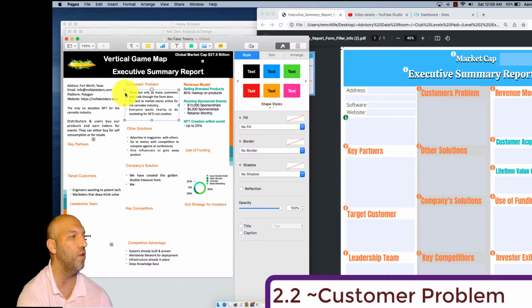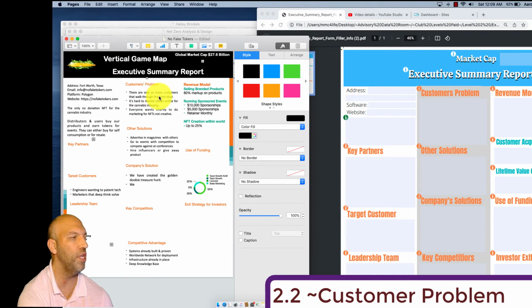And then this one wants to do an NFT or a world. So there are only as many customers that walk through your front door for dispensaries. It's hard to market stores online through the cannabis industry. Facebook and a lot of places won't let you. Everyone wants charity to do marketing for NFTs, not creative.